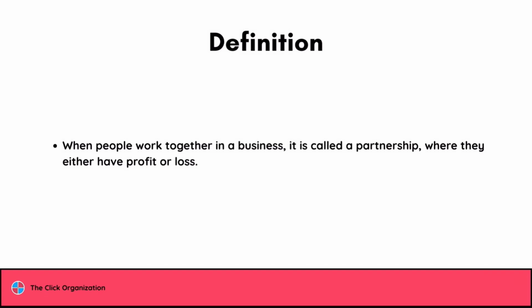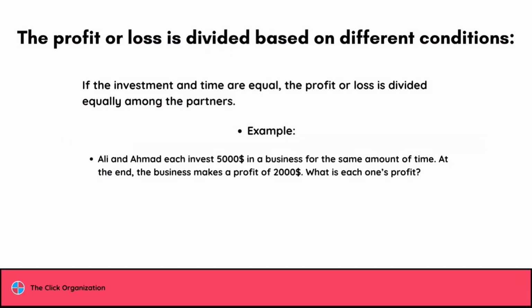Based on the time that they have spent in the business and the investments that they have made, we have 4 types of conditions. Okay? And types of conditions for what? For the division of profit or loss. If they have lost or if they have gotten profits, that is divided based on different conditions, based on different investments and time that they have put.